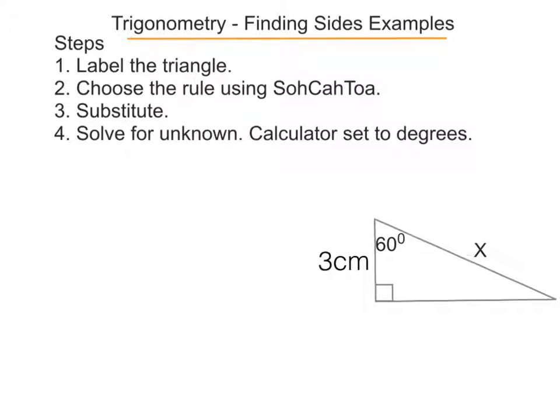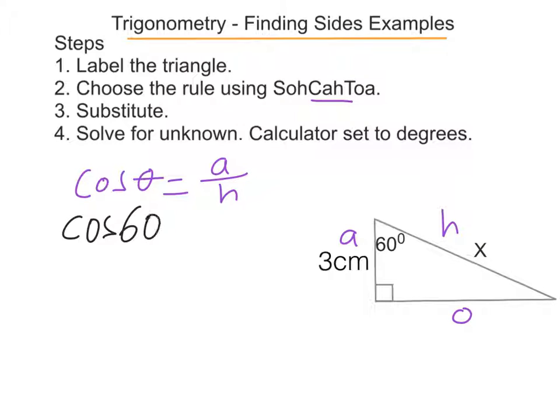In this last example, for finding a side, I'll do the same thing again. I'm going to label the triangle. So this one's the adjacent, that's the hypotenuse, that's the opposite. So because I've got the adjacent and the hypotenuse, again, I'll be using cosine. So the rule is cosine theta equals adjacent over hypotenuse. Next, I need to substitute in. Now this time, it's a little bit different. So cos 60 is equal to 3 over x.